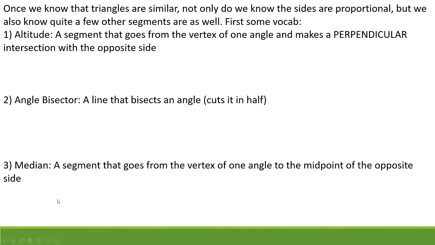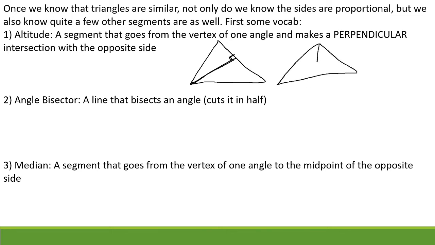So the first one are altitudes. So altitudes in a triangle, we're first just going to briefly go over what they are before I talk about how they're similar. So the altitudes are basically, if you have a triangle, you take a segment from one corner directly to the other side, and you make sure that it's a perpendicular line. So the segment that's perpendicular from the point of a triangle to the opposite side is what's called an altitude. And again, you can have altitudes from any point.